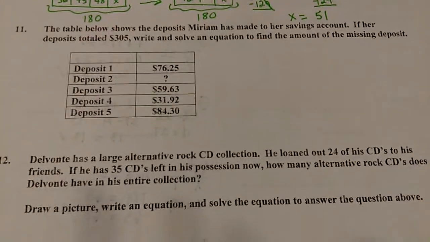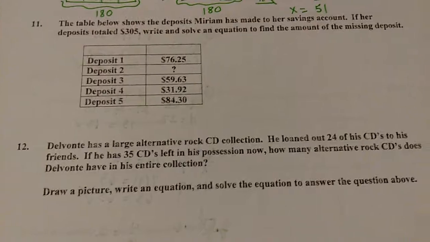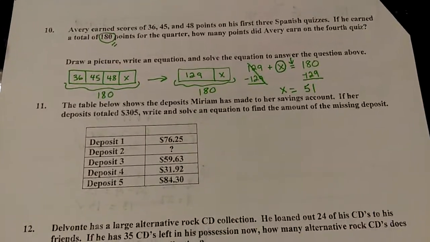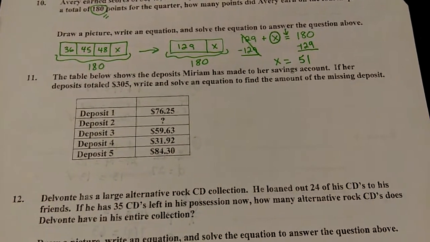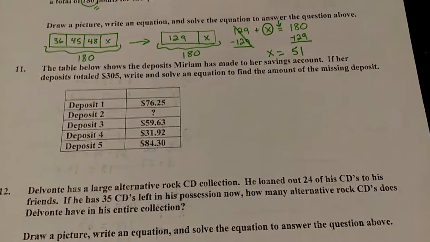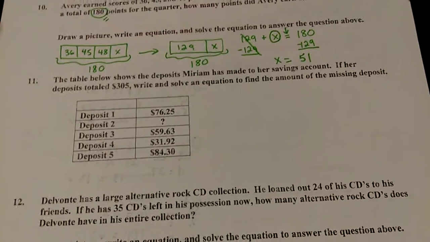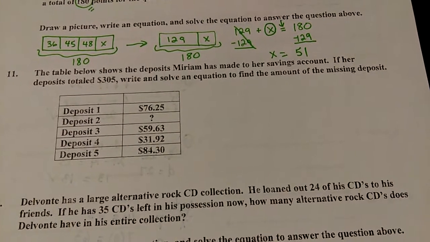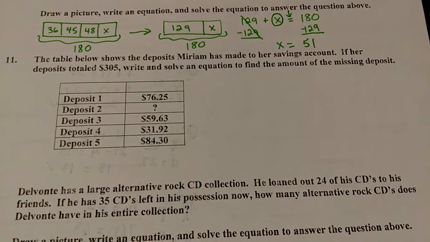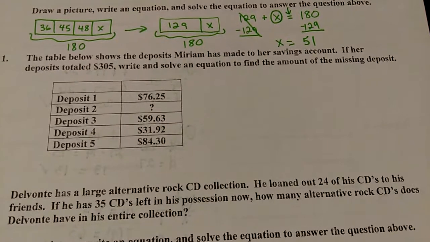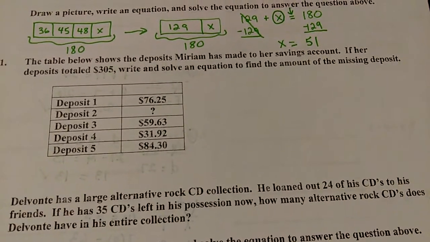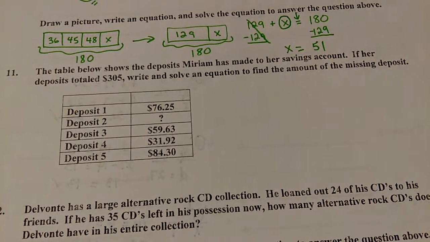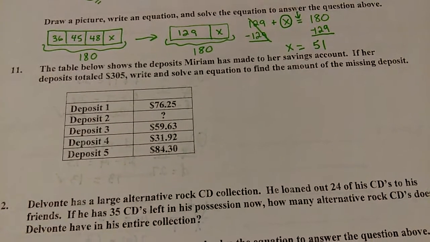Okay, so for 11 and 12 and 13, I'm going to just talk it out a little bit with you guys. We have already gone over a few of these, how to do the picture, the equation, and solving them. So 11 is similar to 10, where you have to add up. For example, 11 says the table below shows the deposits Miriam has made to her savings account. If her deposits totaled $305, write and solve an equation to find the amount of the missing deposit.